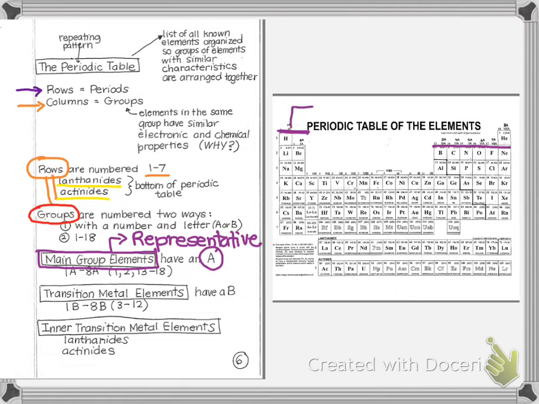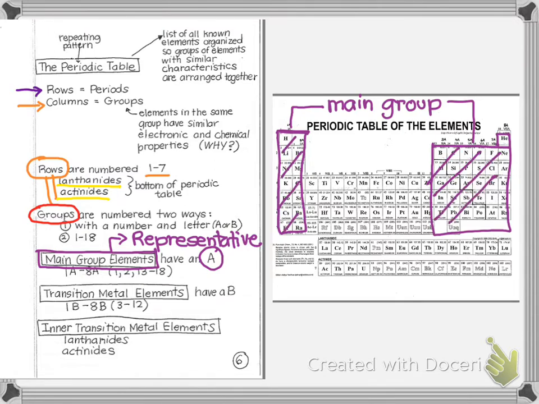So the main group elements are in those sections. It's everybody in this section, all of these, everything with an A on top of its group. Those are all what we call main group elements. So that's one category. And then we have transition elements.